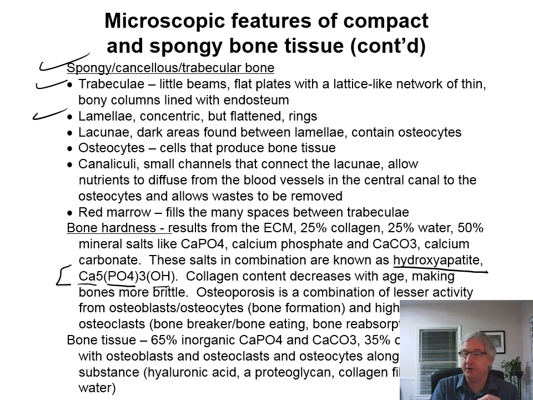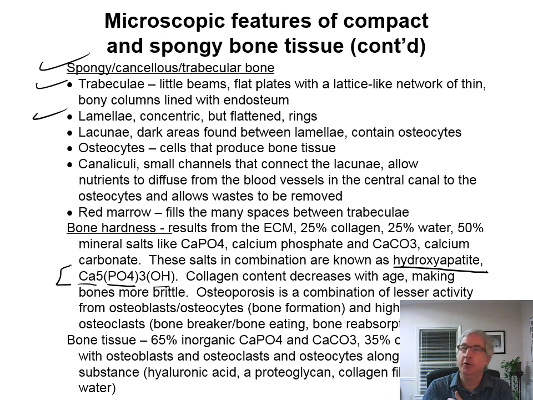And then we have collagen in your bones, and collagen provides a little bit of flexibility, and its content decreases with age, and your bones get a little more brittle as you get older. So two things happen. One, you lose collagen content, so you lose the ability to hold water as well, and you also have lesser activity from what are called osteoblasts. Osteoblasts make bone, and you have higher activity of osteoclasts, which break down bone. So you start having holes made in your bone from the osteoclasts.